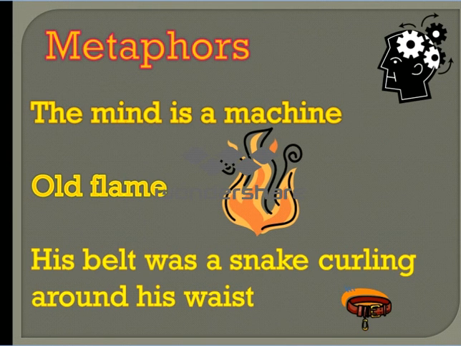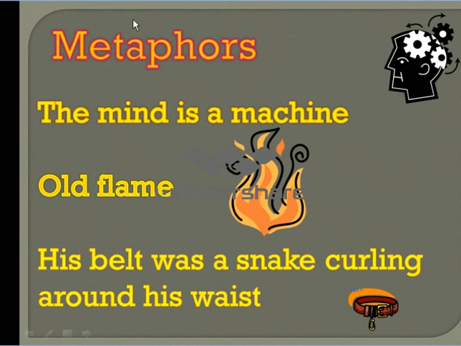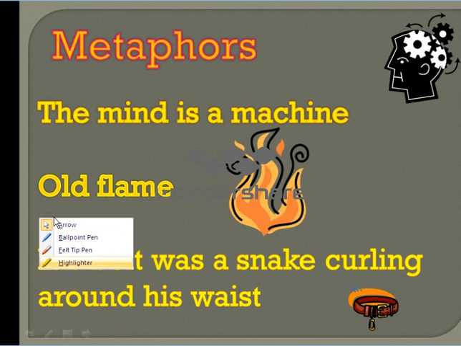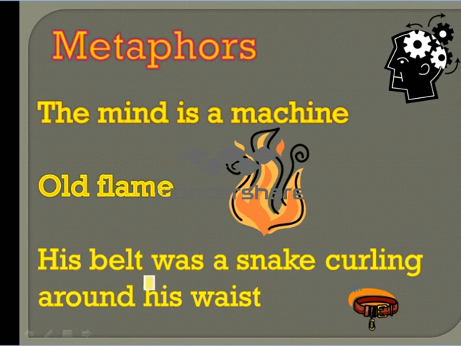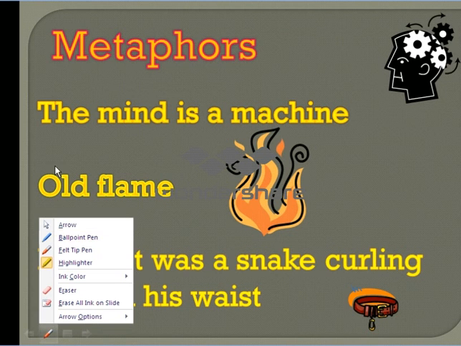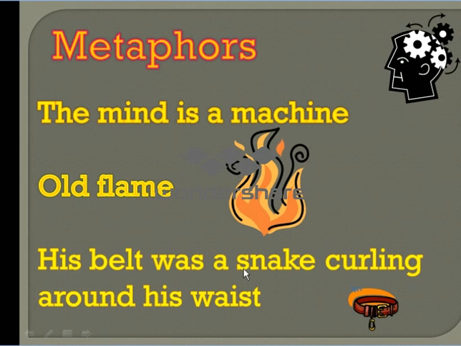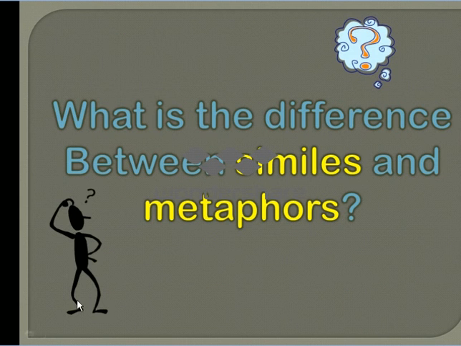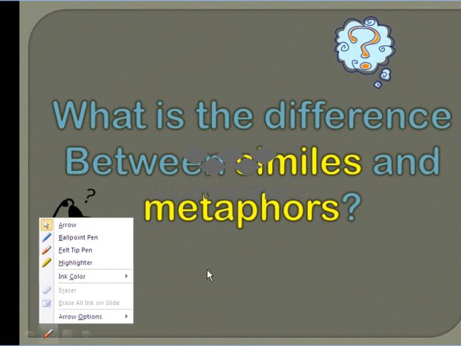The mind is a machine. Now, the mind is not like a machine, it is the machine itself. And that's one of the main differences between similes and metaphors. Old flame. His belt was a snake curling around his waist. Now you may be confused. What is the difference between similes and metaphors? I don't blame you. Let's go ahead and explore.